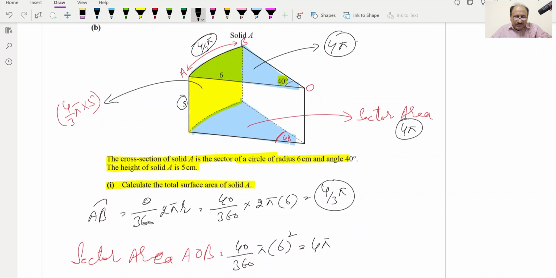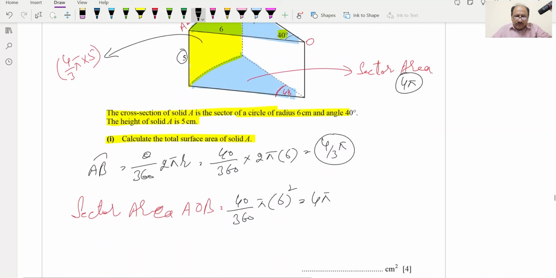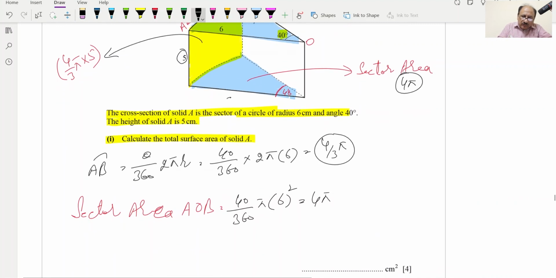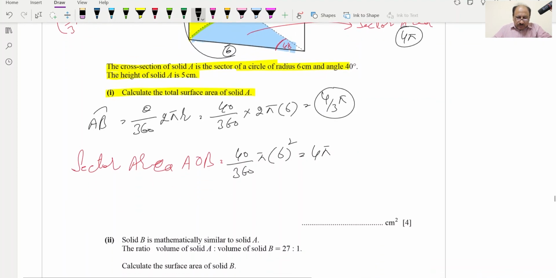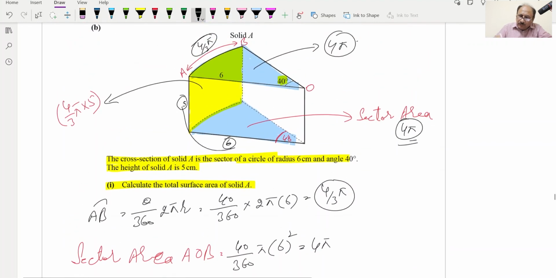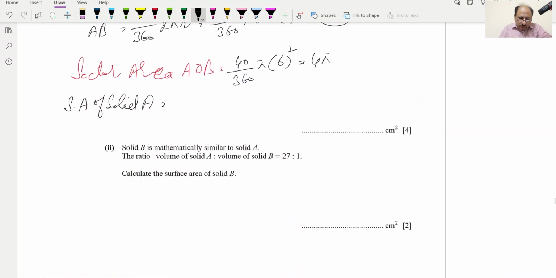We calculated three sides. Now the fourth side, which is 5 into 6. One side is 5 and one side is 6. We can multiply these two sides to get the two other sides. Now we will be adding all the sides. So the surface area of solid A will be equal to, first we will add top and bottom, 4 pi plus 4 pi, which is 8 pi. So directly I'm writing 8 pi. Hopefully you understood this.